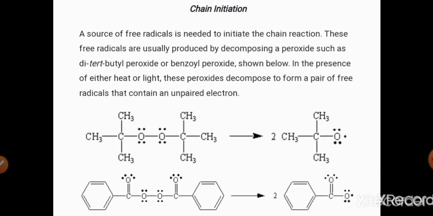These benzoyl peroxide or di-tert-butyl peroxide undergo homolytic fission. During this homolytic fission, the bond between the species breaks down. After breaking of this bond, one of the electrons is acquired by one species, and another bonding electron is acquired by the other species. Now let us see how the homolytic fission takes place.